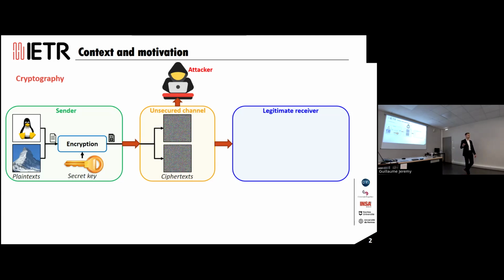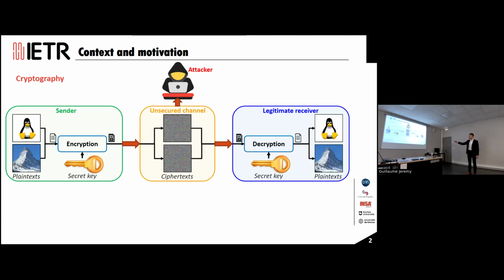Only a legitimate receiver can decrypt the ciphertext in order to retrieve the initial plain text, since the legitimate receiver has the secret key. So now all the secret is handled in the secret key.